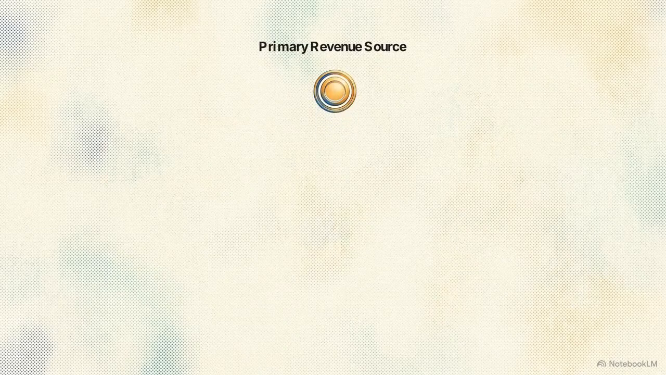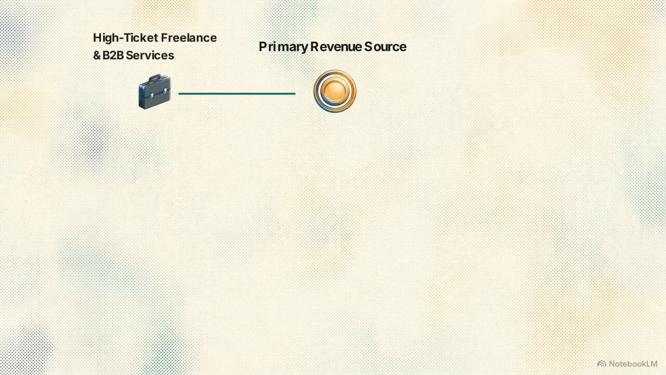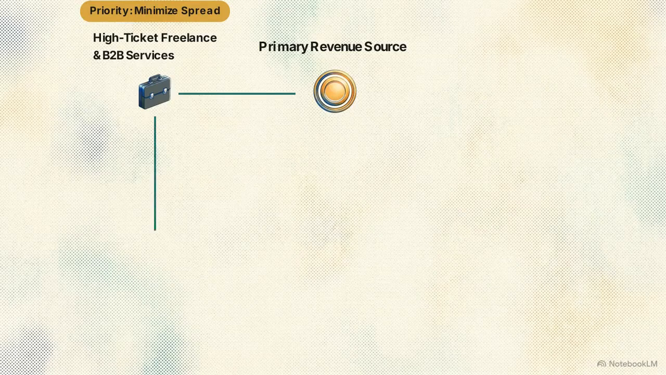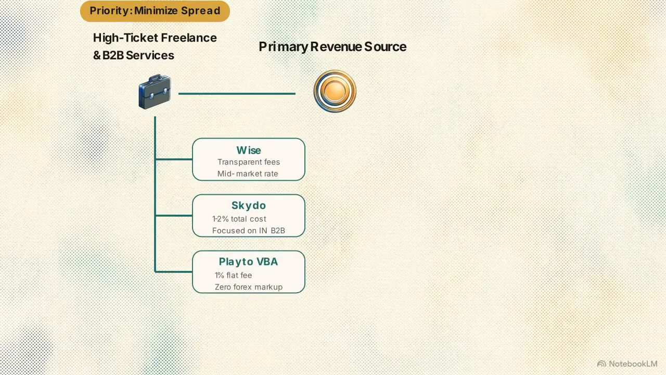The correct tool for your business depends on how you generate your revenue. If you are a freelancer or agency sending large, manual invoices to international clients, your priority is minimizing the spread on wire transfers. In this scenario, Wise, Skydo, or Playto's virtual bank accounts will all serve you well. You can pick based on which interface fits your workflow.